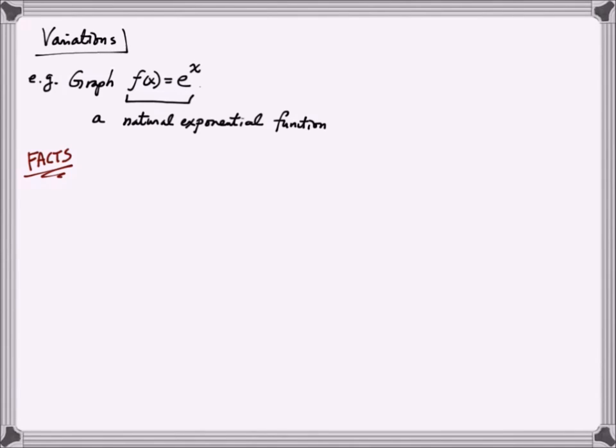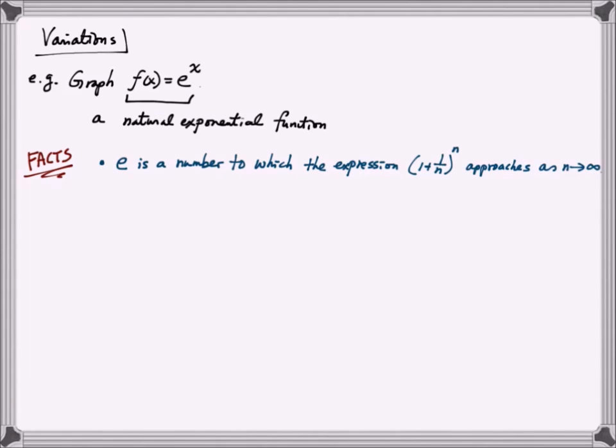Next, let's look at a few variations of the exponential functions. The first example is the function f of x equals e to the x. Now this e is not the letter e, rather it's the number e, and that is called a natural exponential function. There are some very interesting facts about this number e. This number e is the number to which the expression 1 plus 1 over n, the entire quantity raised to the nth power, approaches as n goes to infinity.